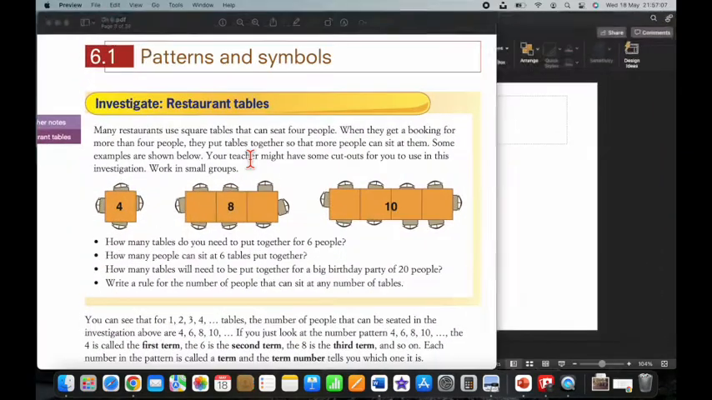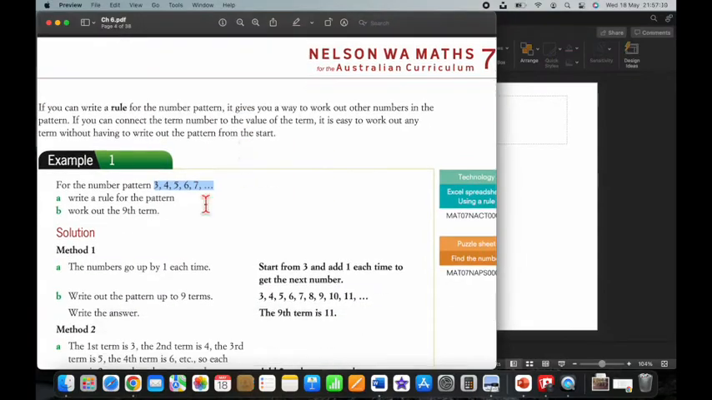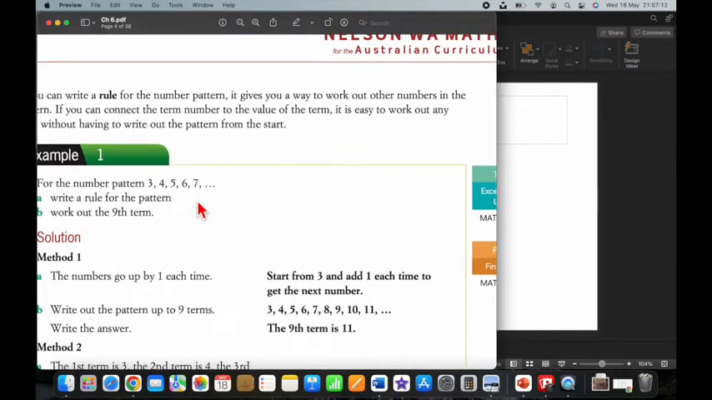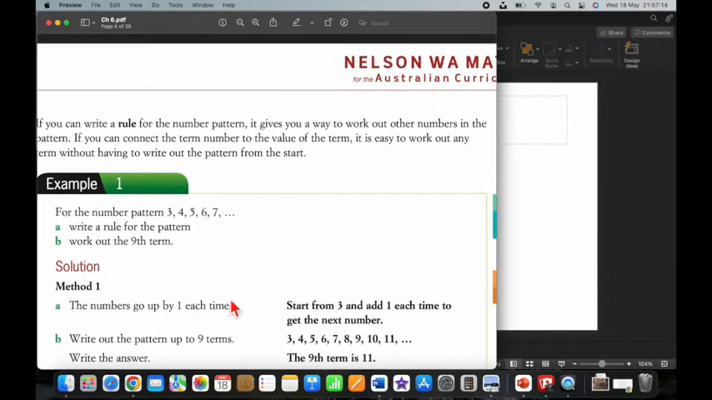So if we go over to the textbook, rather than me writing it, we can have a look. So let's just look at method 1. Okay, a rule for the pattern, nice and simple. The numbers go up by 1 each time. That is the rule for this pattern here. Okay, that's all we have to write for now. B, work out the 9th term.